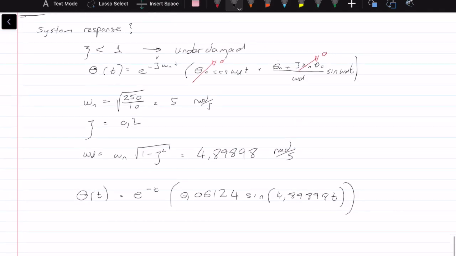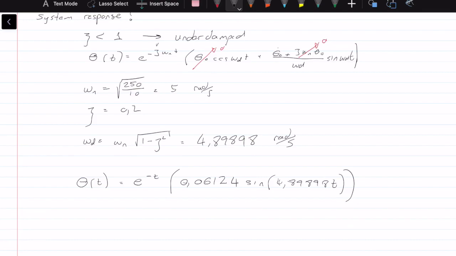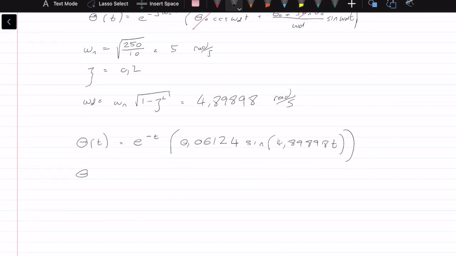Great stuff. Okay, an important thing to know, and a question that they always ask, is what is theta max? So this term right here, what does this term actually do? It is killing your amplitude.